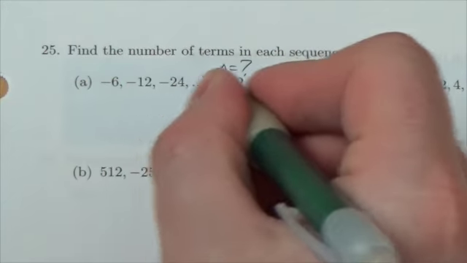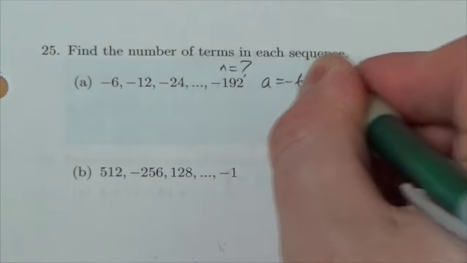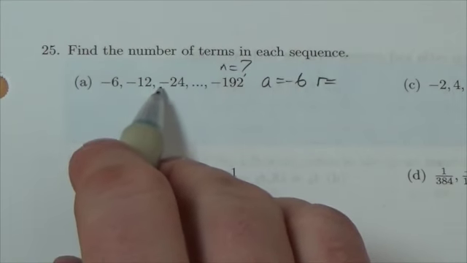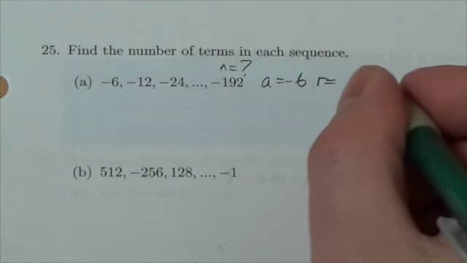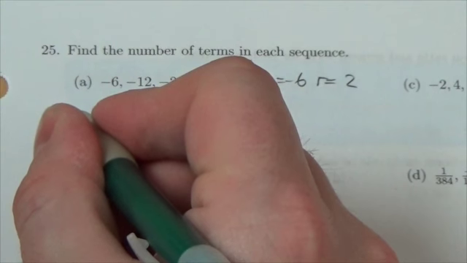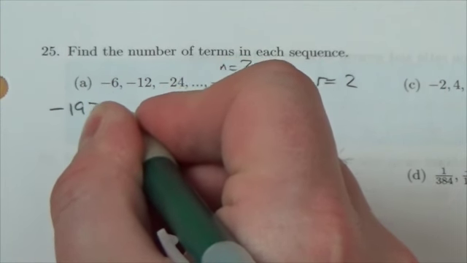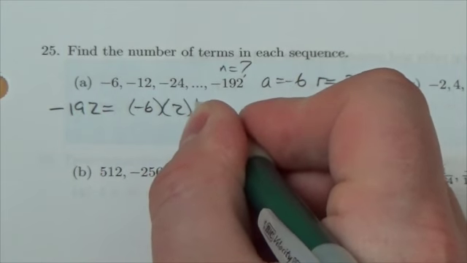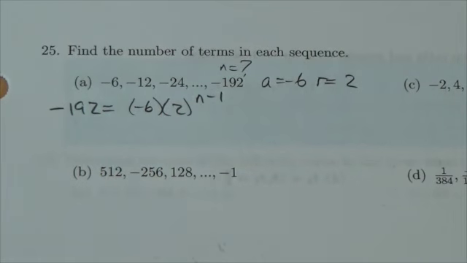So my first term is negative 6. My r value appears to be, well, the sign isn't changing, and to go from 6 to 12, I'm multiplying by 2. So now what I've got here is the last term is negative 192, and that is going to equal the first term times 2 to the n minus 1.